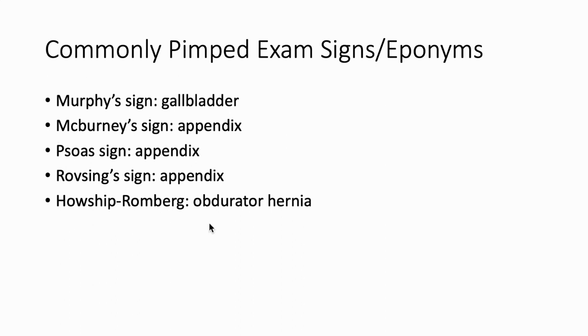And then finally, the Howship-Romberg sign, that's when you have an obturator hernia or you're suspicious of one. And that's really just pain with internal rotation of the hip. So you can either just log roll the hip or you can lift the knee up off the bed and rotate the calf, or the leg, I should say, relative to the knee, side to side, which will get your internal external rotation and see if they have severe pain.